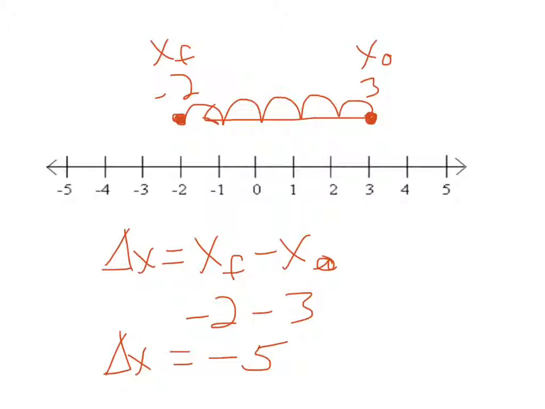You'll notice that when we talk about distance, distance doesn't have a direction. Distance doesn't have a sign. We don't talk about positive and negative. We say the distance from 3 to negative 2 is 5 steps.